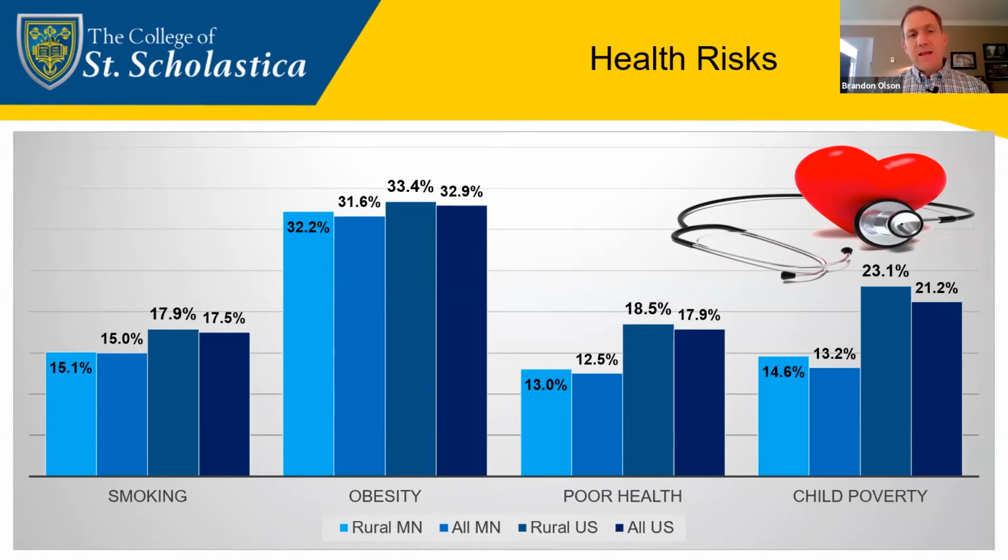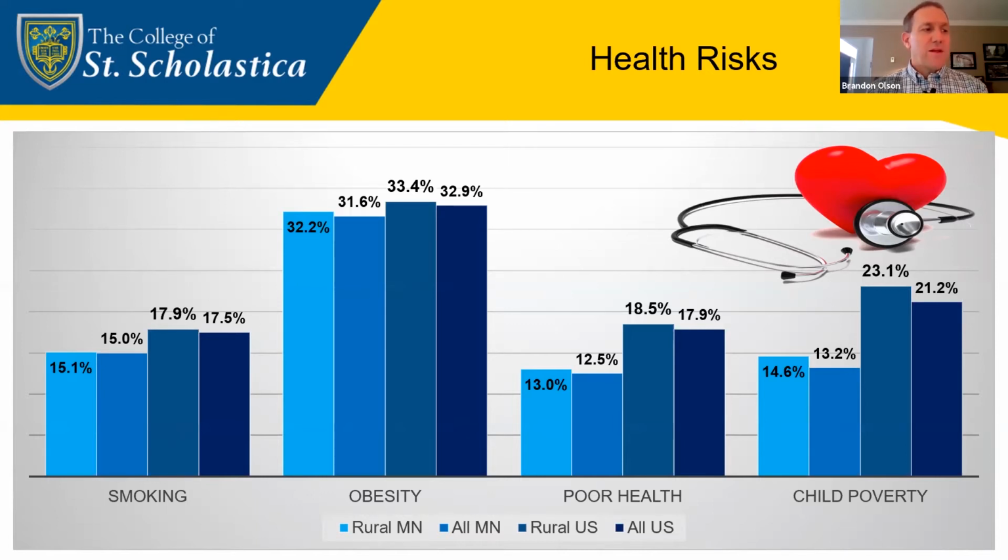United States. Now obesity. Obesity is going to be those people that report a body mass index that's 30 or greater, which is what's being classified as obese. And we can see that the numbers there are pretty close. Rural is slightly higher in obese population than all of Minnesota. But both rural Minnesota and Minnesota are less than the United States.